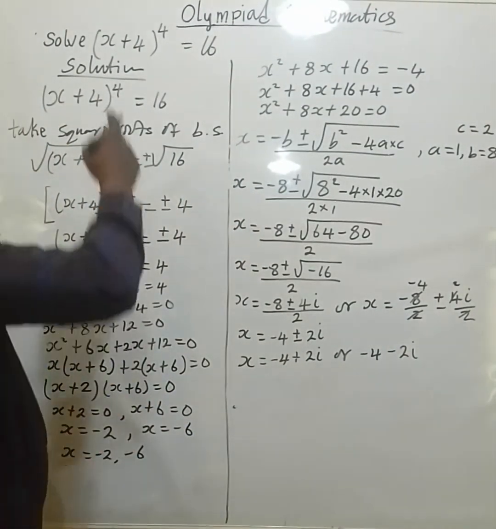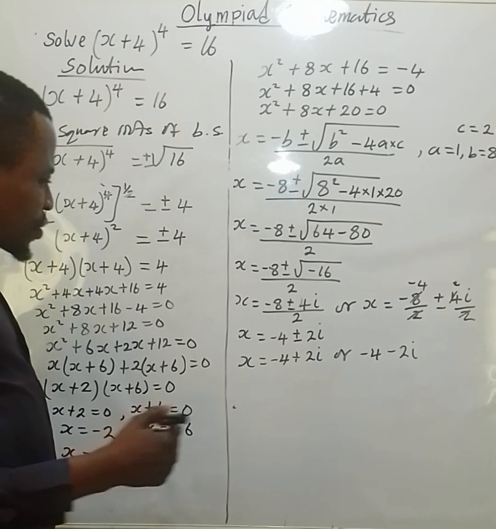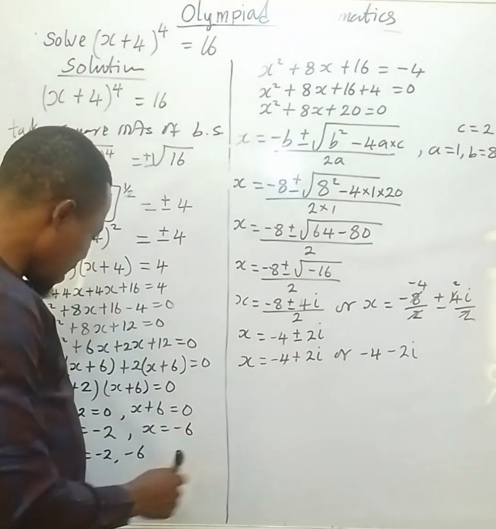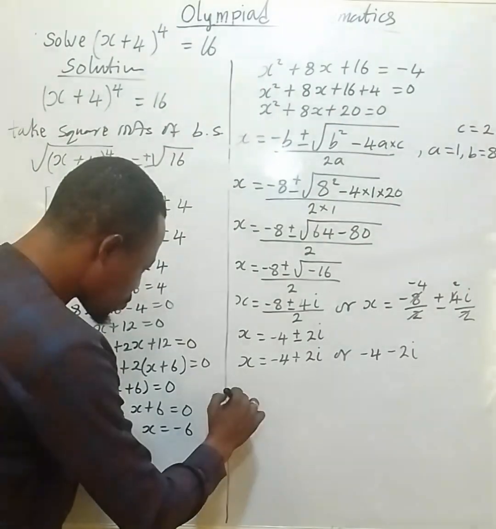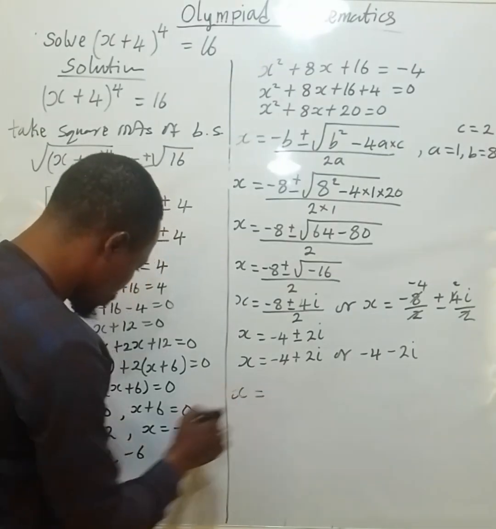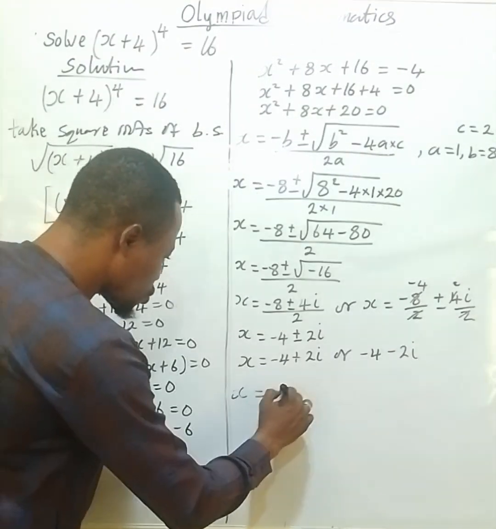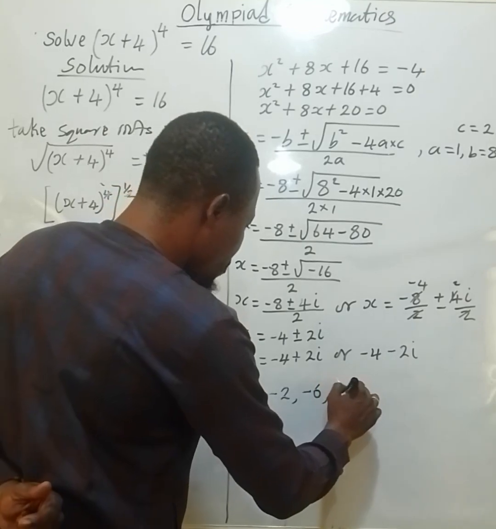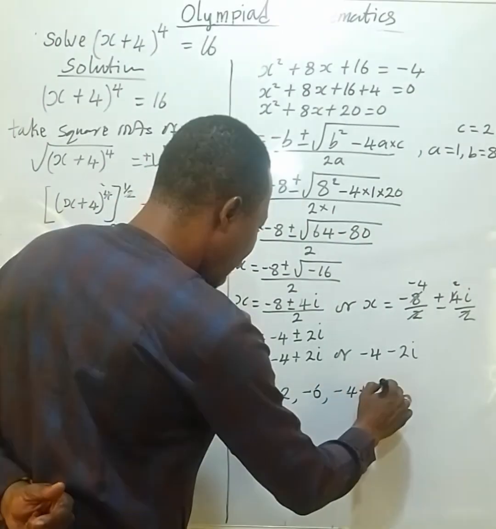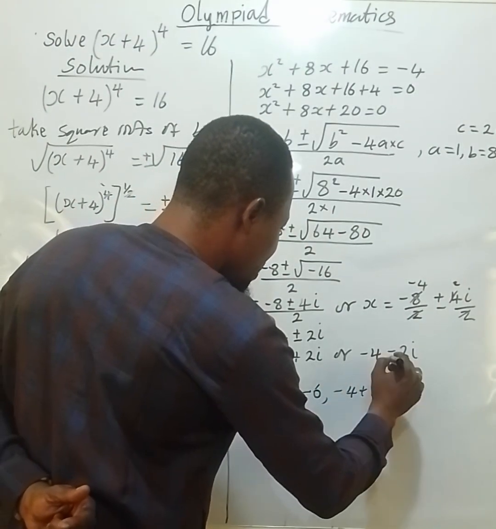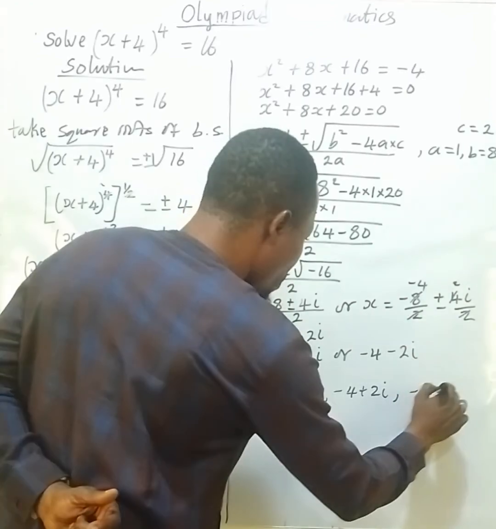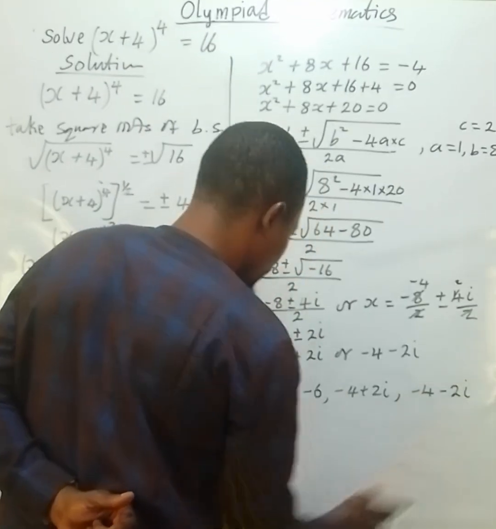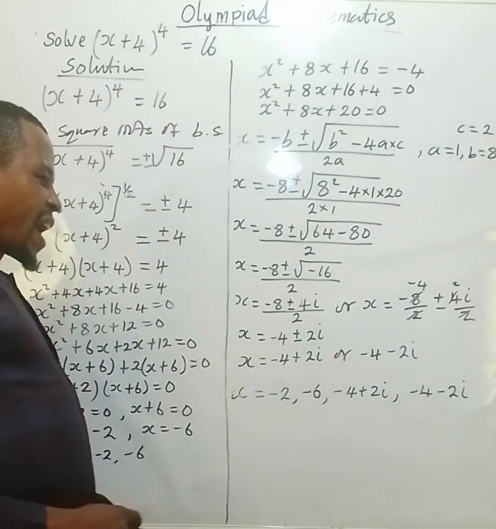Because we have raised to power 4, we are going to get 4 answers, and we have gotten that. So the values of our x are minus 2, minus 6, minus 4 plus 2i, and minus 4 minus 2i. So those are the values of our x.